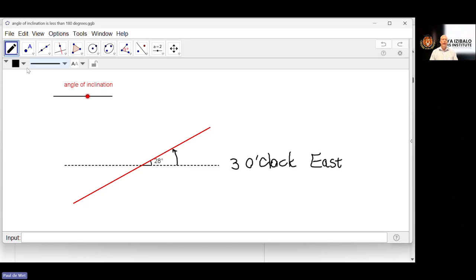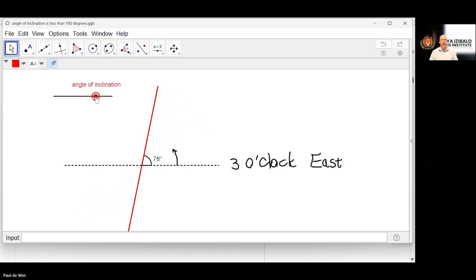Now, I want to show you about angle of inclination. As I increase the angle of inclination, I want you to see what happens. It never gets bigger than 180 degrees. I'm actually going to start from here. You might say, oh, it's 180 degrees. Can we get an angle of inclination of 190 degrees? No, because it's now sloping uphill again.